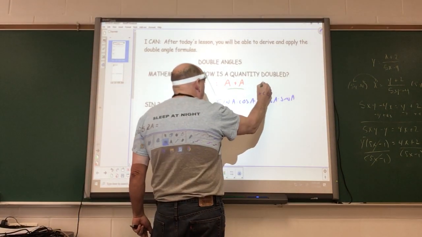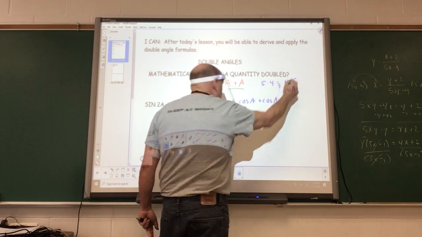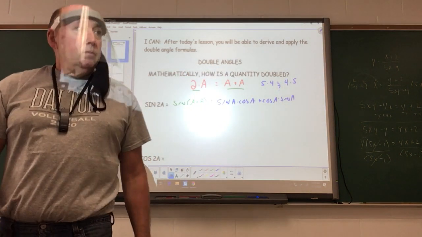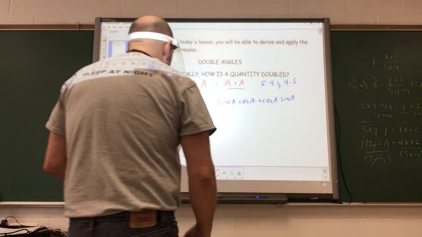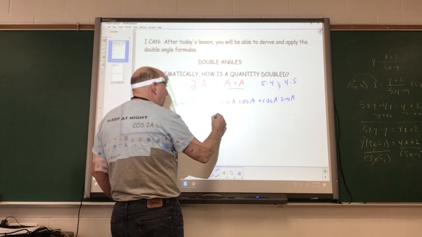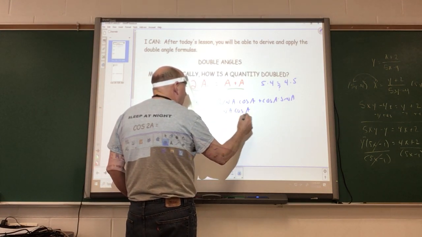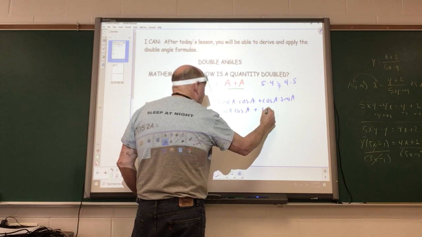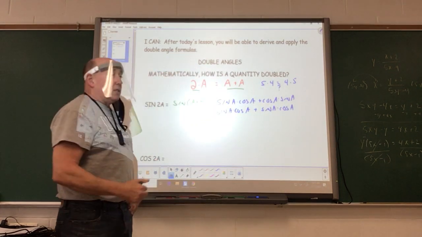Well, if I have 5 times 4, does this equal 4 times 5? Are those two equal? Yeah. What property is that? Do you remember? Commutative property. Very good. So the sine of A times the cosine of A, I can rewrite this as sine A times the cosine of A, because 5 times 4 does equal 4 times 5.